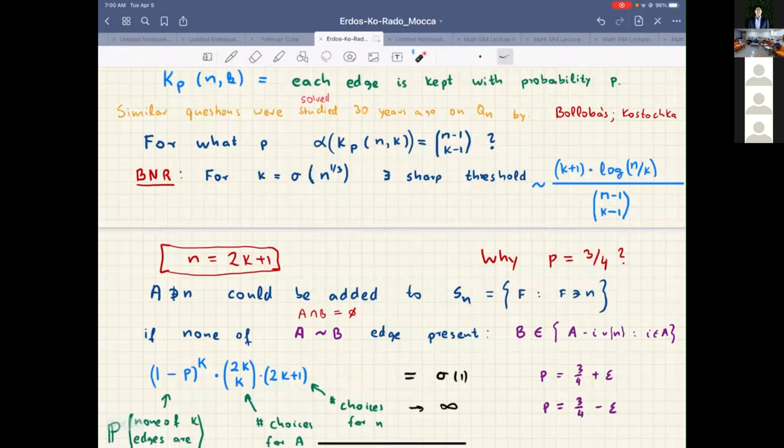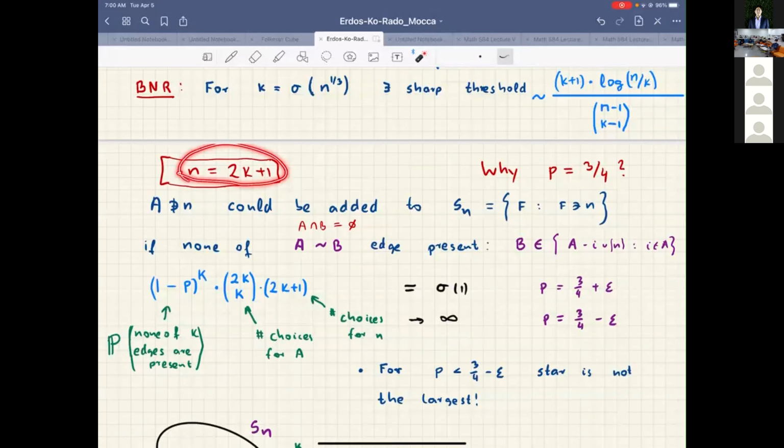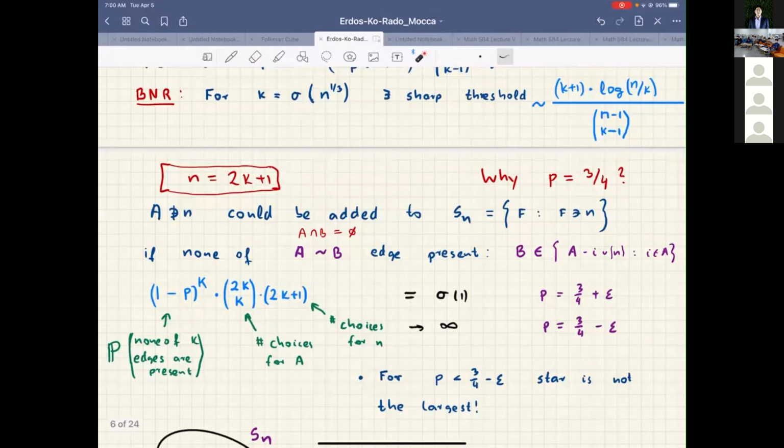And as before, this problem is easier when k is smaller. For example, the paper of Bollobás, Narayanan, and Raigorodskii solved this question when k is little o of n to the 1/3. But in this talk, I would like to focus on the other end, when n is equal to 2k plus 1. Some people think that's the most interesting case and maybe the hardest case. And for this value, the threshold should be at p equal to 3/4.